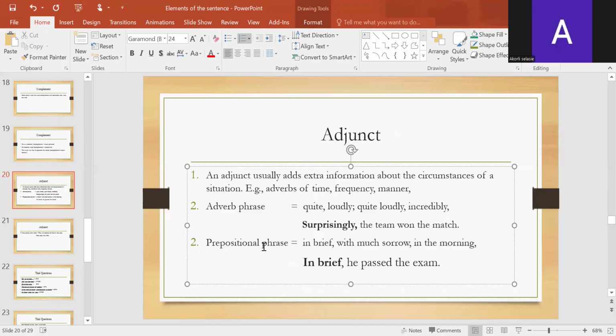Now, the adjunct can also be made up of a preposition. In brief, with much sorrow, in the morning. In brief, he passed the exam. So this is an adjunct. Now, it is advisable for us to revise our knowledge of prepositions. If you are able to revise what prepositions are, then you are on the way to getting adjuncts so easily.